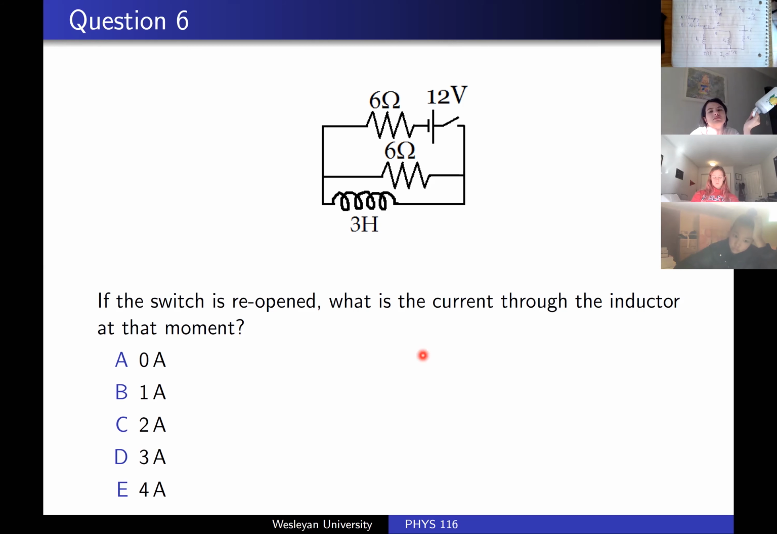And then there was another question: won't the current go counterclockwise after the switch is reopened? No. Remember the thing about the inductor is that it just keeps the current going the same way as it was before. So if the current was running through it previously like this, then once the switch is reopened, the current through the inductor has to stay the same in both direction and magnitude, at least for a moment. And so it will run like this.